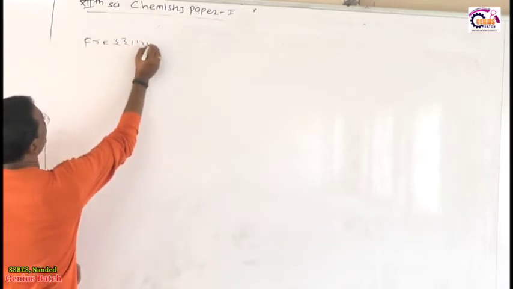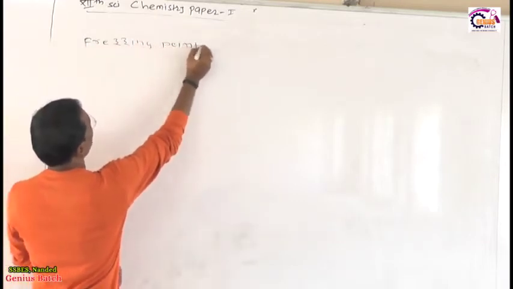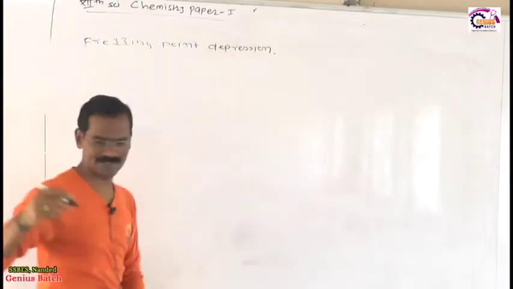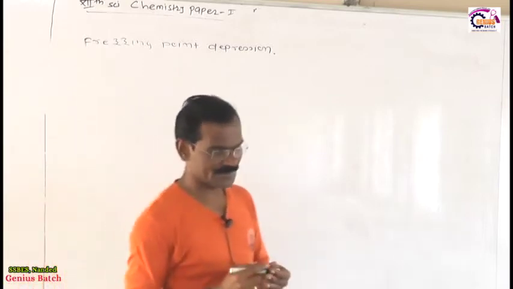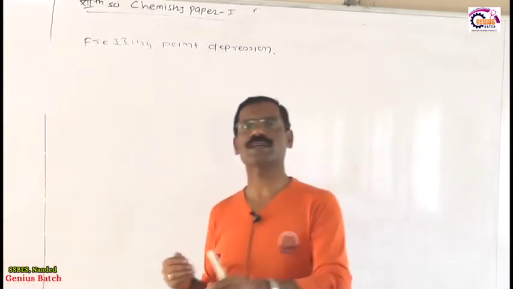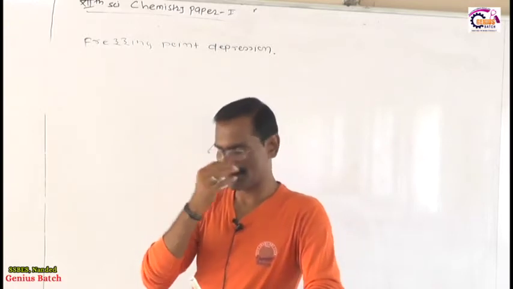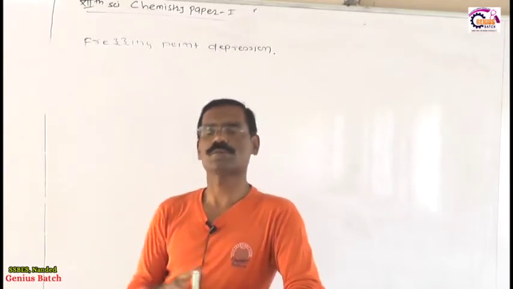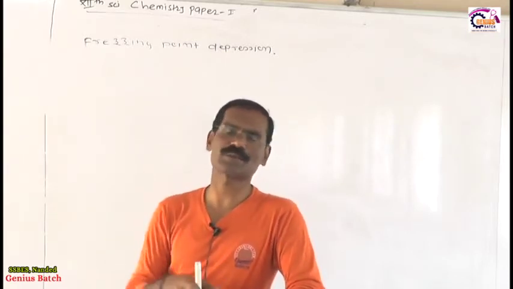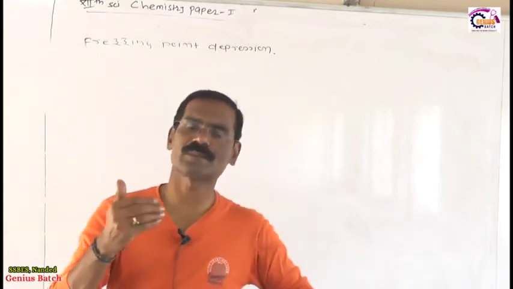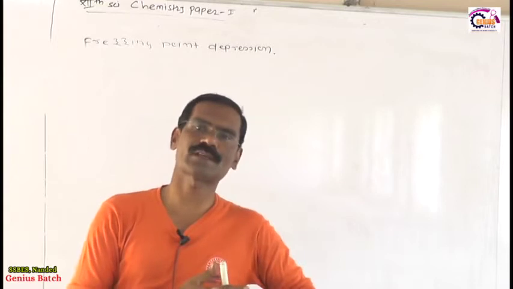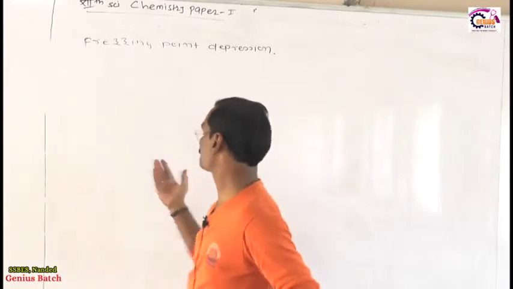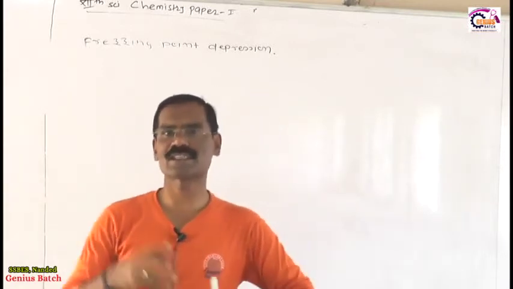My dear friends, what is the freezing point, and what is the meaning of freezing point depression? Listen very carefully. Like the boiling point, you know how to define it: the temperature at which the vapor pressure of a liquid becomes equal to the atmospheric pressure is called the boiling point. The boiling point of a solution is always higher than that of the pure solvent. Why? Because the vapor pressure of the solution is always lower than that of the pure solvent, and it requires more temperature for the vapor pressure of the solution to become equal to the atmospheric pressure. So, this phenomenon is very important to you.